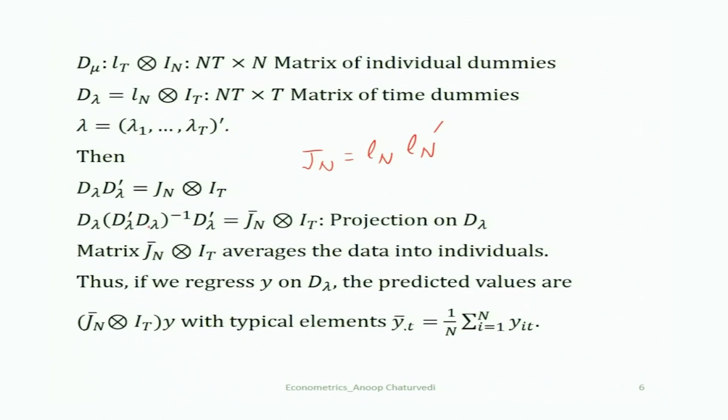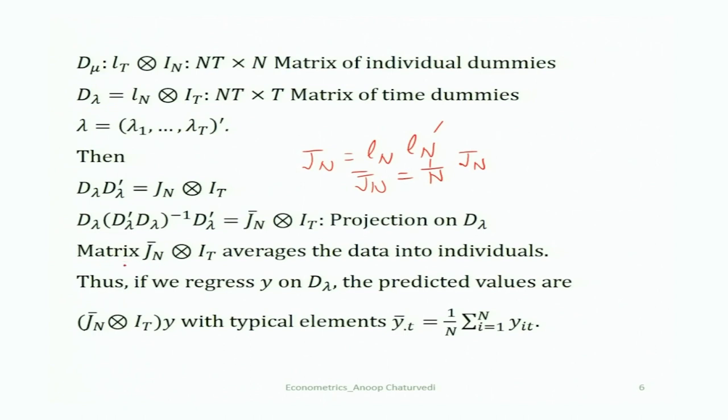Actually, D lambda transpose D lambda is equal to n times the identity matrix. Then the inverse of this is 1 upon n times the identity matrix. So, you get 1 upon n D lambda transpose. And then we write it equal to 1 upon n J_n Kronecker product I_t, and then we are taking J_n bar equal to 1 upon n J_n. So, you get this projection on D lambda.